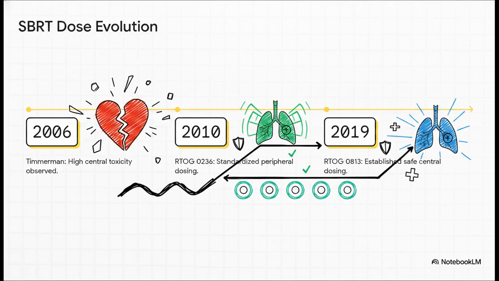So this led to a massive split in how we approach things. RTOG 0236 came in and standardized safe SBRT for peripheral tumors at 54 gray in 3 fractions. Meanwhile, RTOG 0813 had to do the heavy lifting, methodically dose escalating over years to finally find a safe, standardized regimen for those risky central tumors.